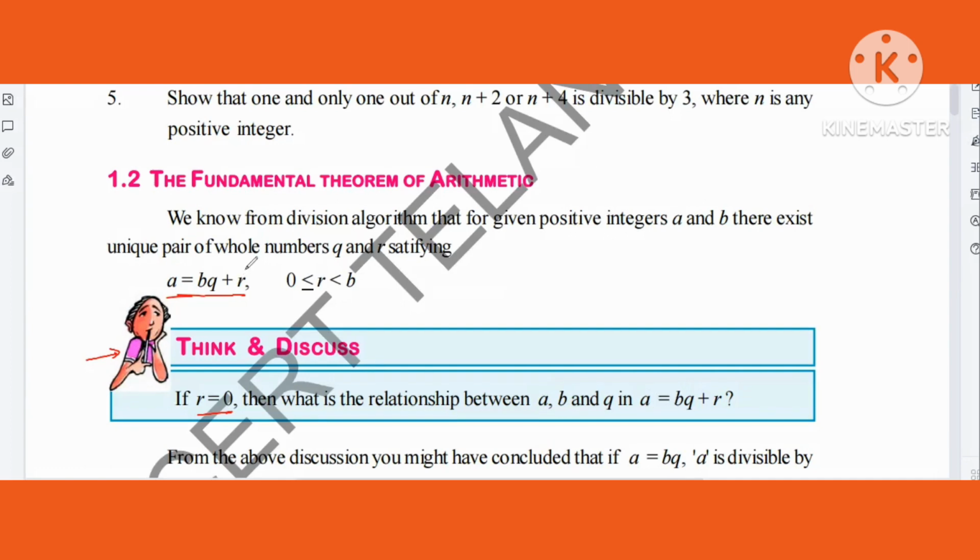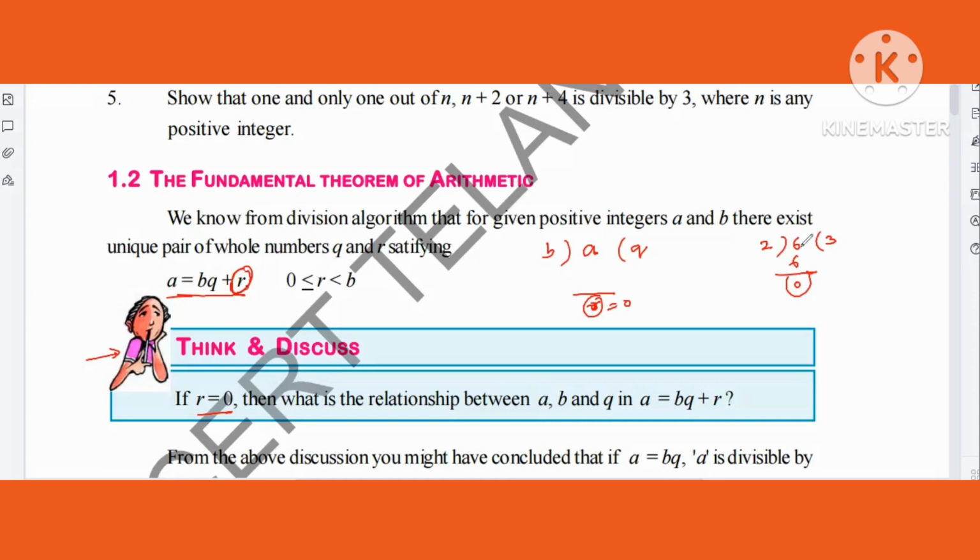If r is 0, you know that r is the remainder. When you are dividing a number a with b, the quotient is q and the remainder is r. If the remainder is equal to 0, then what is the relation among a, b and q? For example, 6 is there. I'm dividing with 2. 2 3s are 6. So now we got the remainder 0.